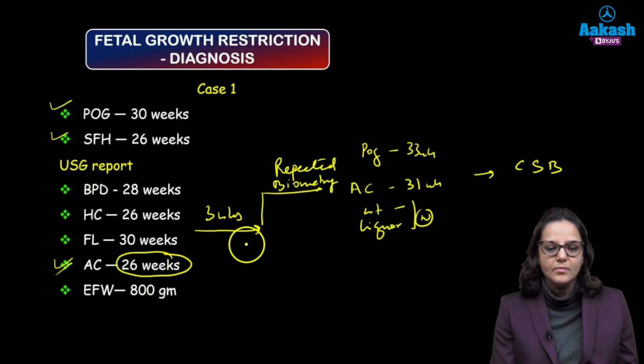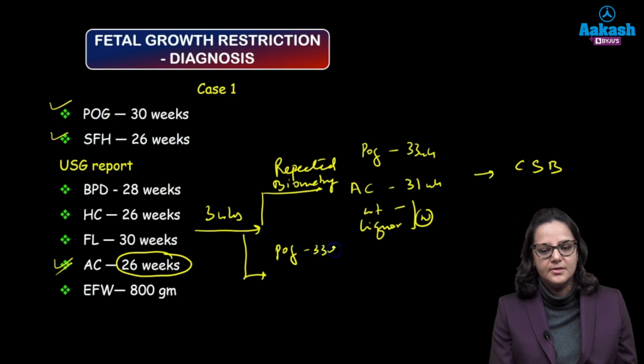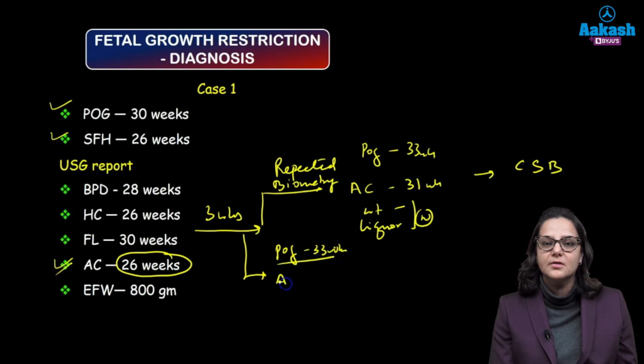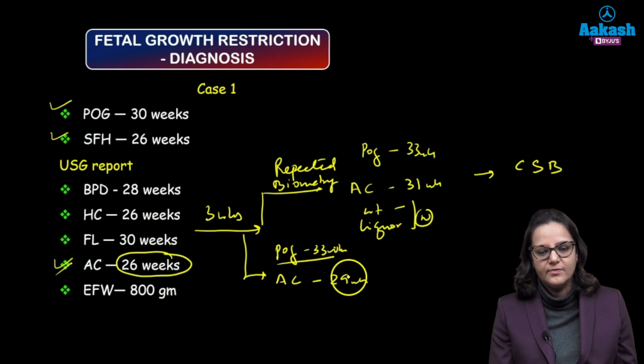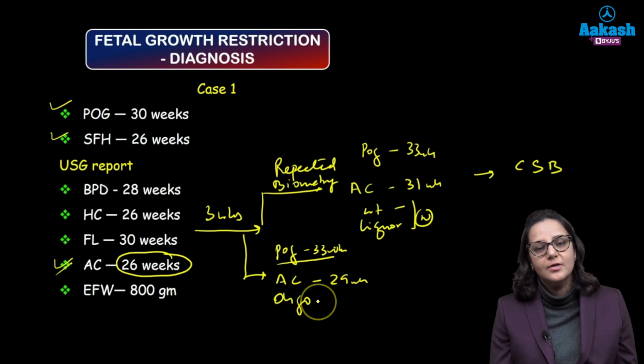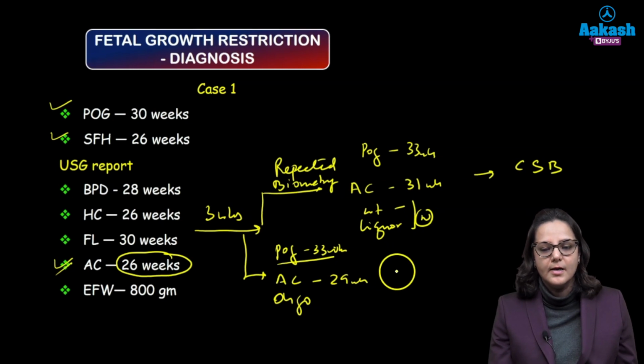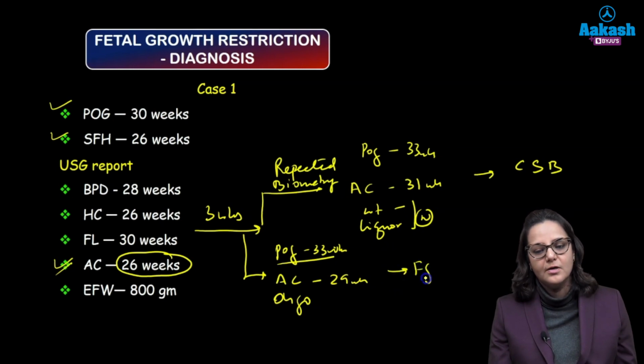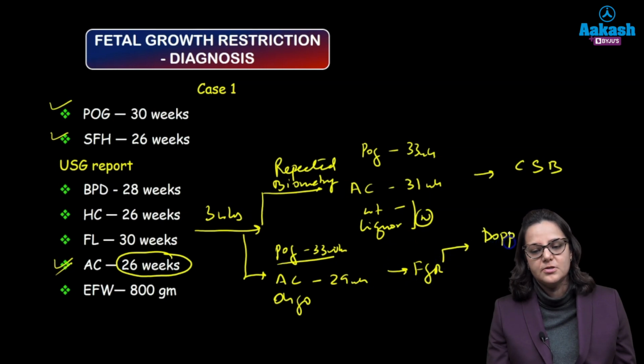All right. In the second scenario, the period of gestation now of the patient again is 33 weeks, but abdominal circumference is showing how much? It is showing 29 weeks, right? It was 26 weeks earlier, but now it is 29 weeks still. And there is oligohydramnios. Oligohydramnios again is a sign of placental insufficiency. All right, so what are we going to do in these patients? Now we will suspect fetal growth restriction and we will order Doppler for these patients.